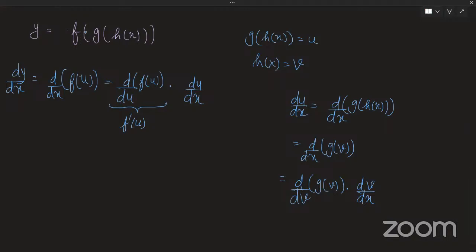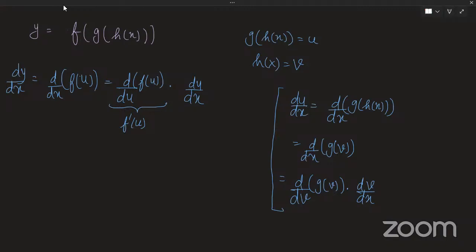Is this correct, right? See, it is d by dx of g of v. So I have divided and multiplied by dv. Over here I have taken dv and multiplied it by dv. So I have got dv by dx, and over here I have got this thing.